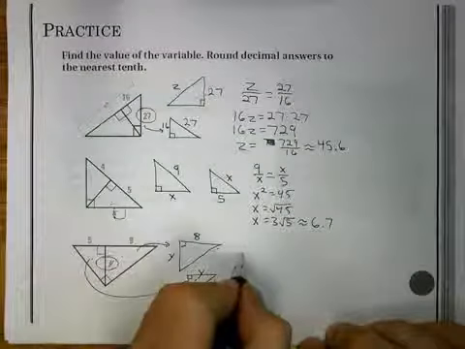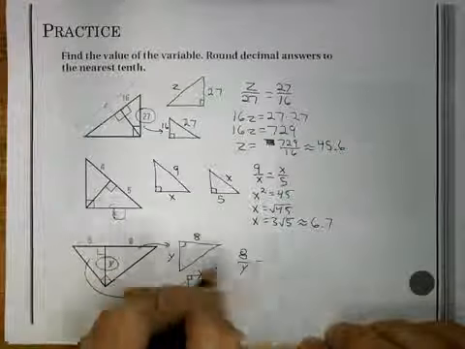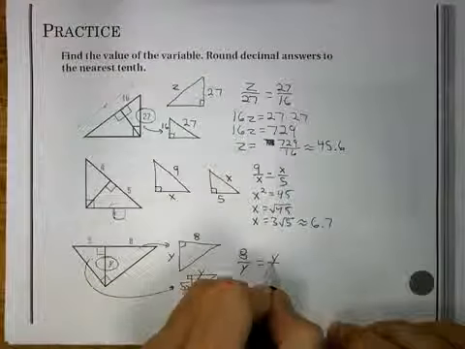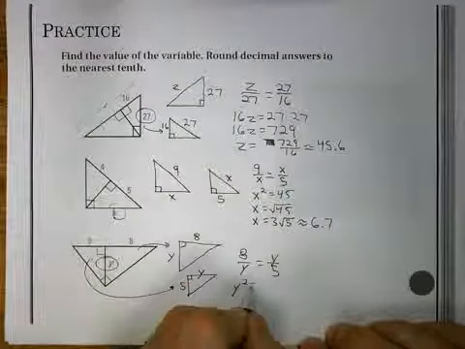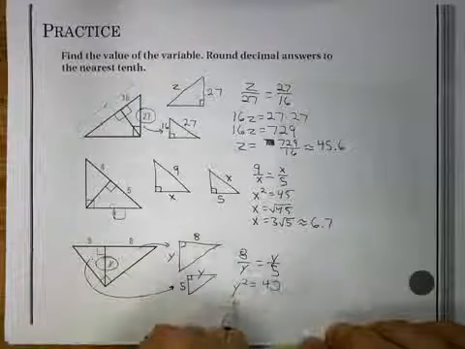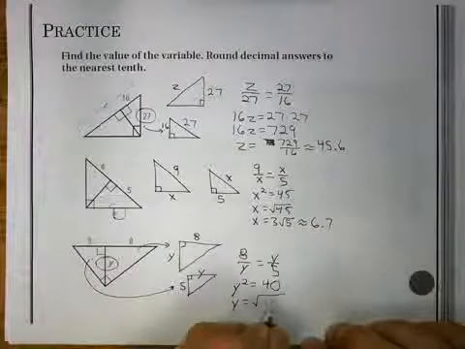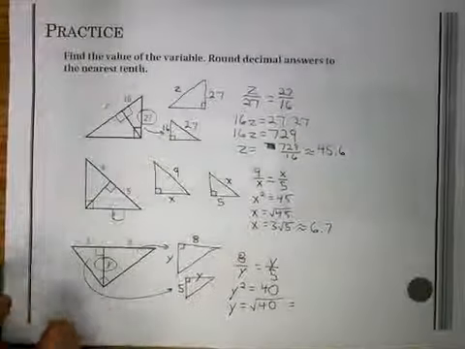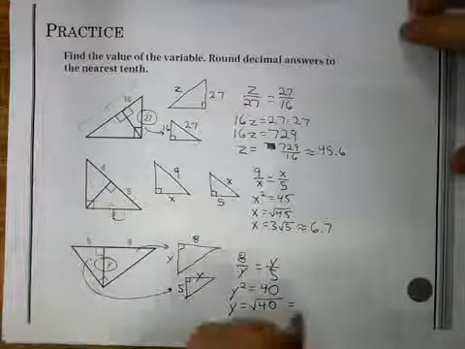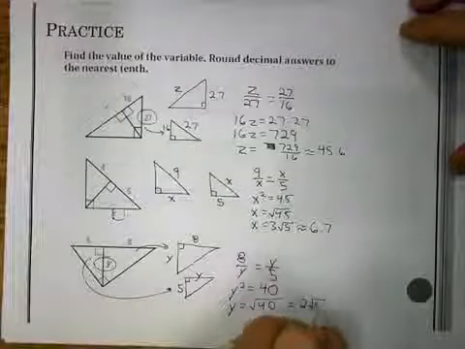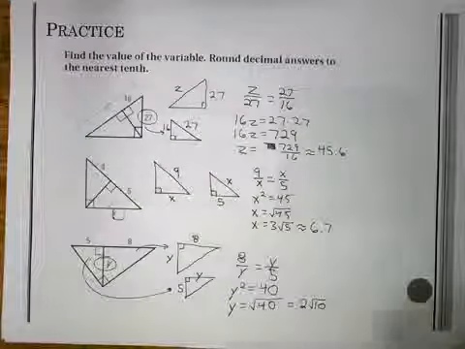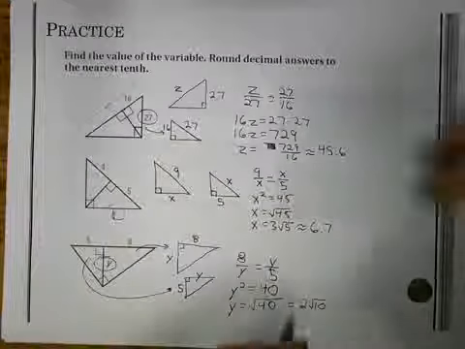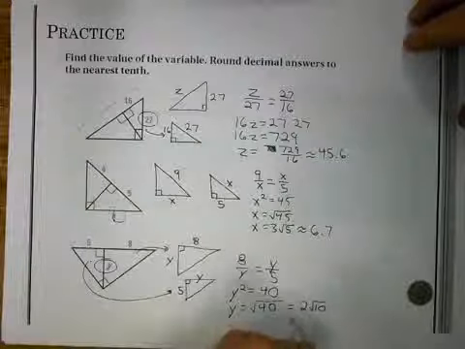It's 8 over y equals y over 5. That's y squared equals 40. y equals the square root of 40, which we can simplify because that's 4 times 10, or 4 root 10. Oh, nope, so let's try again. 2 root 10, which we simplify in our calculator to be approximately 6.3.